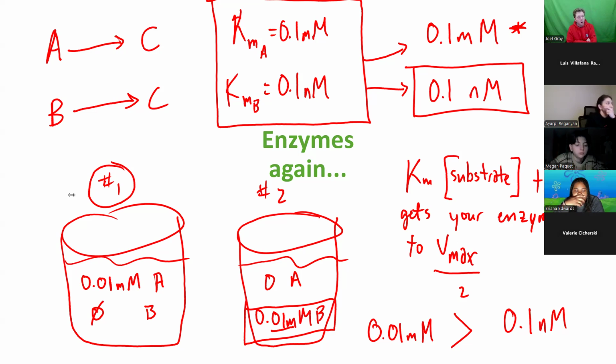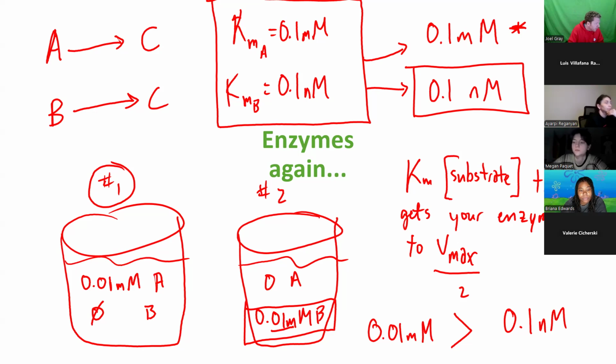We've given it 0.01 millimolar. So is it going to be able to catalyze the reaction at Vmax over 2? Nope, we're not giving it enough of its needed substrate. Okay, so that's a good indication that we've got one that is below. So that gives us a couple of options that we can dismiss.